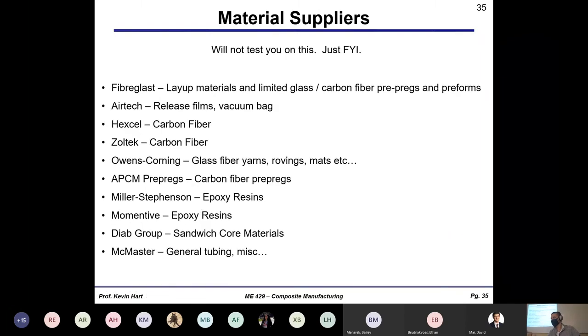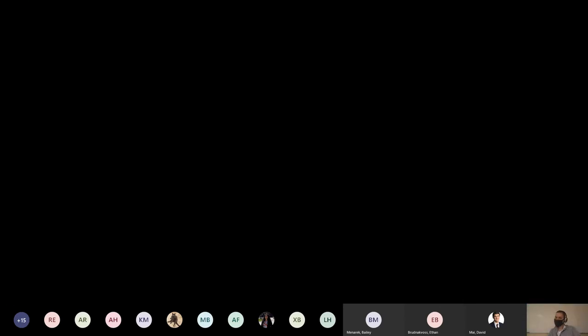I've also included a reference here for materials if you guys are ever going to make these. So if you rob a bank and you have enough money to start making composites, here you go. Here's your list of manufacturers that you might want to revisit at a later time. Or if you become a professor at a major university and they're willing to fund you making crazy composites, here's your list of manufacturers. All right, any questions?